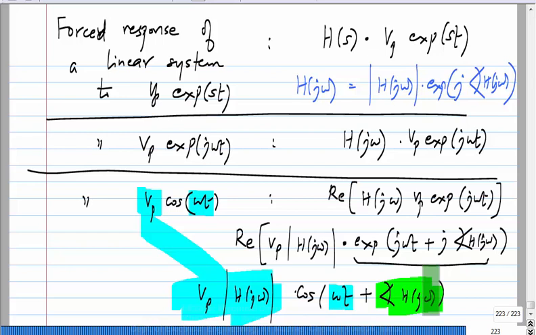This is not true for any other signal. If you feed a square wave to a linear system, you are not going to get a square wave, you will get something else. Okay.